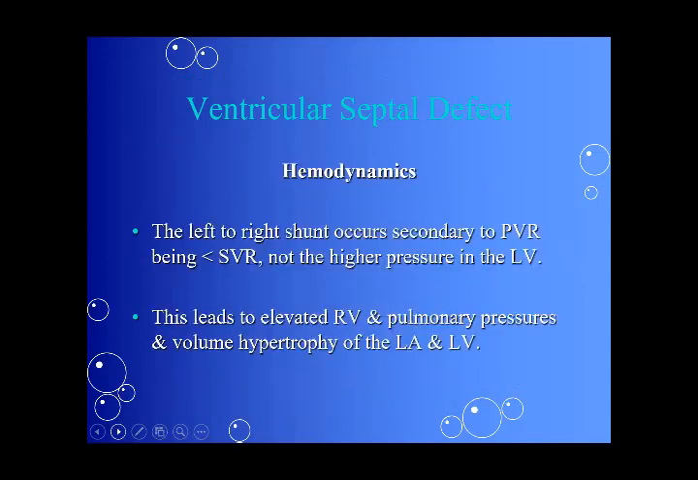Ventricular septal defect hemodynamics show that the left to right shunt occurs secondary to vascular resistance, because the pulmonary vascular resistance is always less than the systemic vascular resistance. So on the left side of the heart the pressure is always high compared to the right side. So the shunt usually occurs from the left side to the right side of the heart.